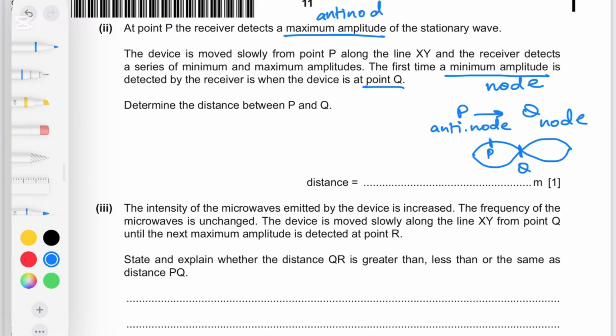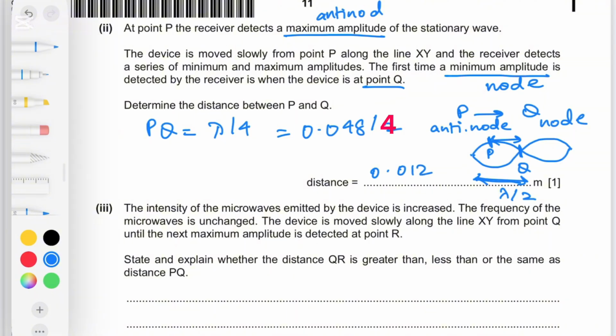What you need to understand here is that the distance from one node to the next node is half of a wavelength. So that's this one over here, this is half of a wavelength. That means, since P is midway, the distance from P to Q, or the distance from an antinode to the next node, is equal to a quarter of a wavelength. So PQ is a quarter of the wavelength, which we just found was 0.048 meters. That means this distance is equal to 0.012 meters.